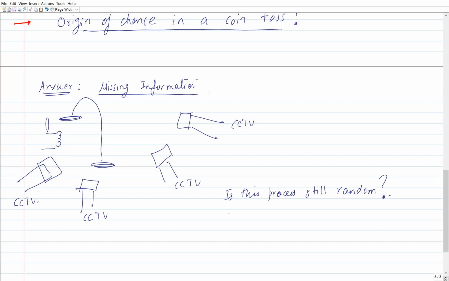Well, the answer to this question is no. The ignorance I have about the coin toss was the source of its apparent randomness. If I am able to track the motion of the coin through the CCTV cameras, if I am able to measure the torque I am applying to this coin, well, then it's a deterministic process, because a coin toss obeys Newton's laws. It's a deterministic process.